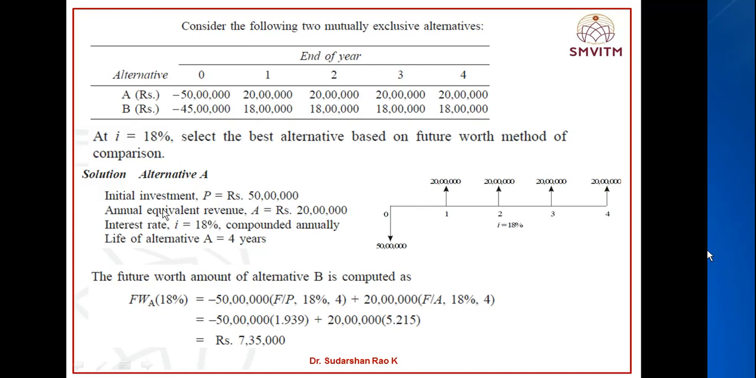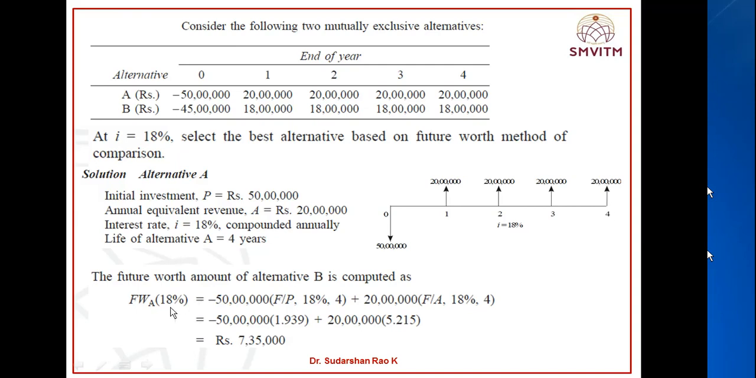The initial investment is a present value. Then the annual revenue is 20 lakh rupees for 4 years at an 18% interest rate compounded annually. Now the equation for the future worth: all these cash flows should be converted into the future, that is, to the end of 4 years. The present value should be converted to the future, then the annuity should be converted to the future value F at the end of 4 years.